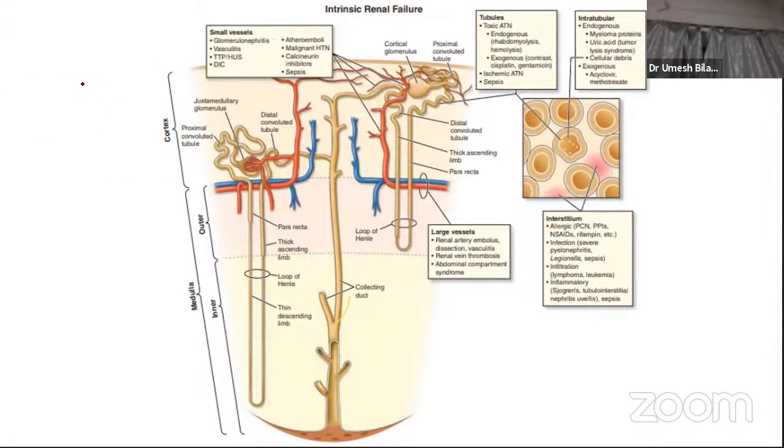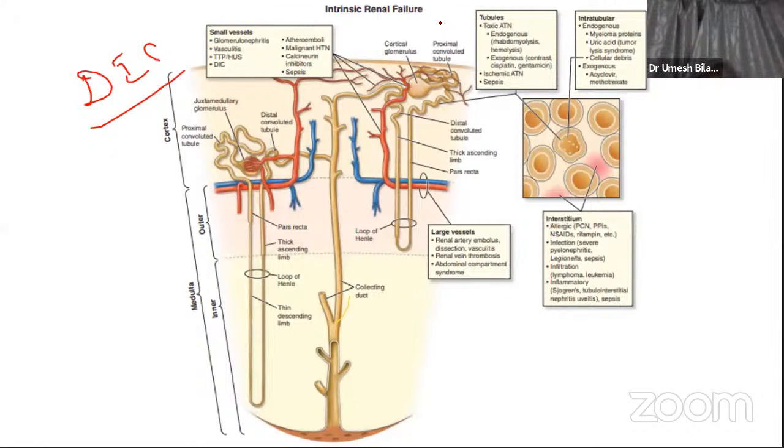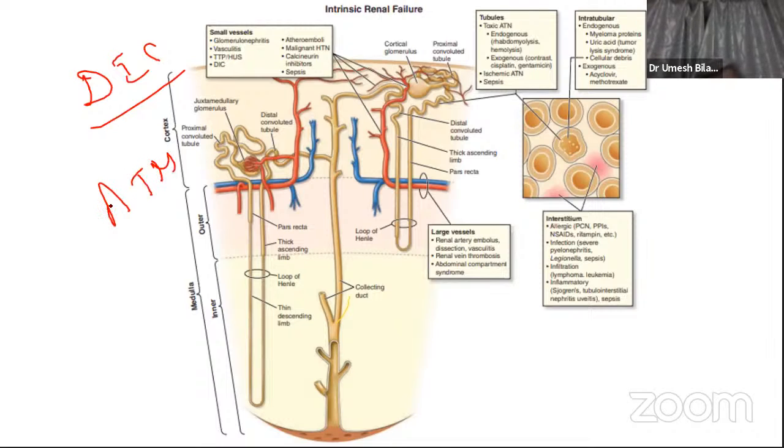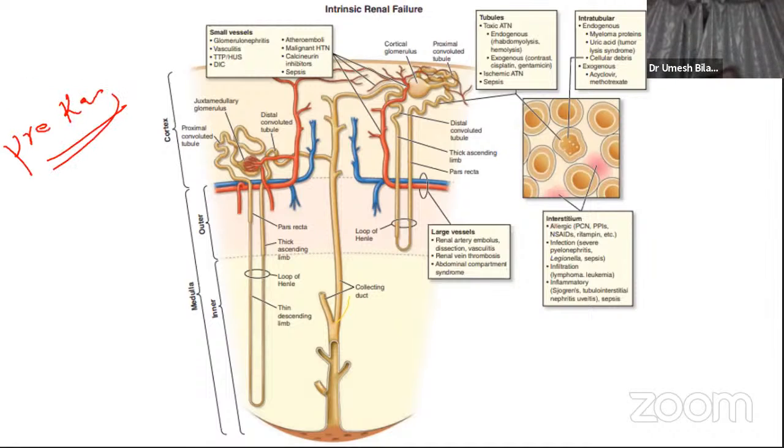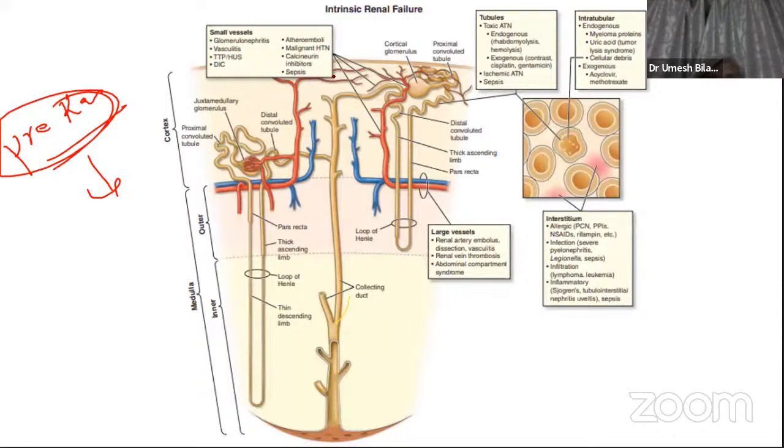You should remember DIC, one of the common causes, which we'll see in patients who are suffering from sepsis. They may develop DIC, and they can develop AKI. And apart from that, ATN: what is acute tubular necrosis? If patients who have a pre-renal problem are not treated, later on they will end up developing AKI.